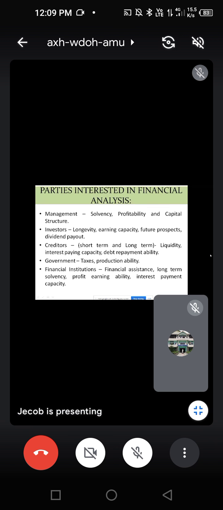Now, who are the parties interested? Who is actually interested in financial statement analysis? If you look, everyone who is directly or indirectly associated with the business is interested in the financial statement analysis. But here I have taken it in a very specific way. Management: why does management need financial statement analysis? To know the solvency, profitability, and capital structure.